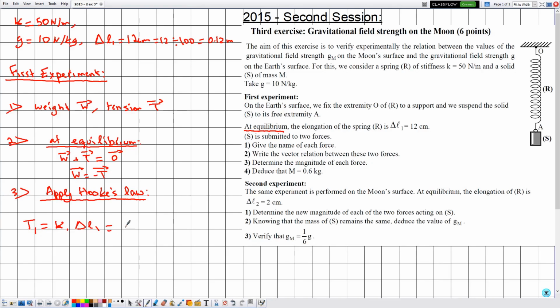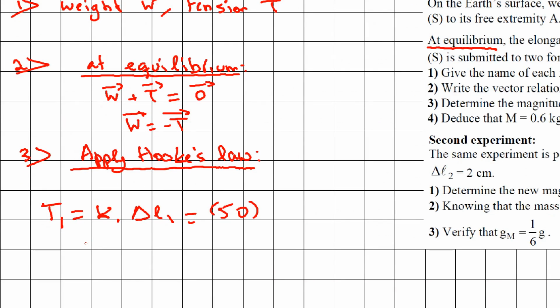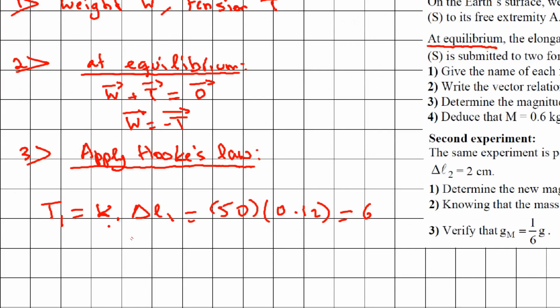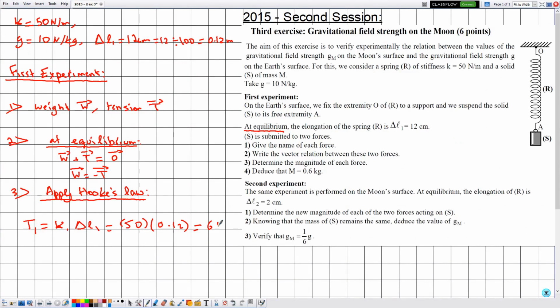Now the value of k in the SI is given by 50. Notice that here no need to construct a triangle because T is the quantity that we want to calculate, which is already on the left hand side, multiplied by the elongation delta L, which is given by 0.12. Now plugging this on the calculator, it will give me 6. Since both k and delta L are in the SI, the value of T1 will be in the SI, which is in newtons. Then the value of T1 is equal to 6 newtons.